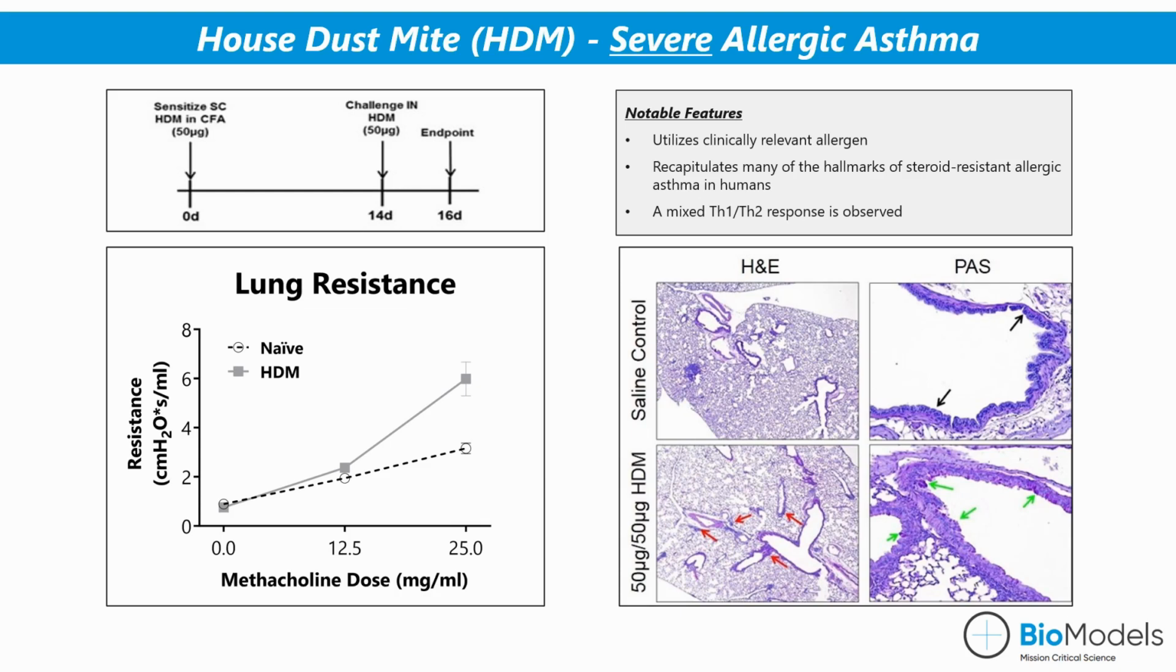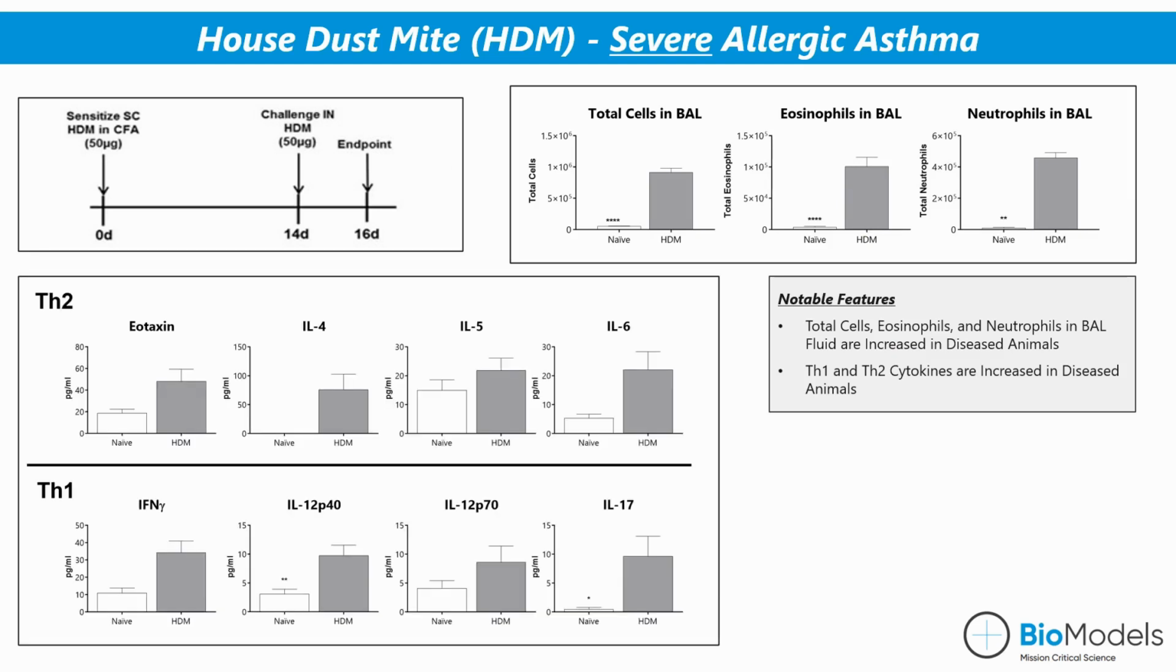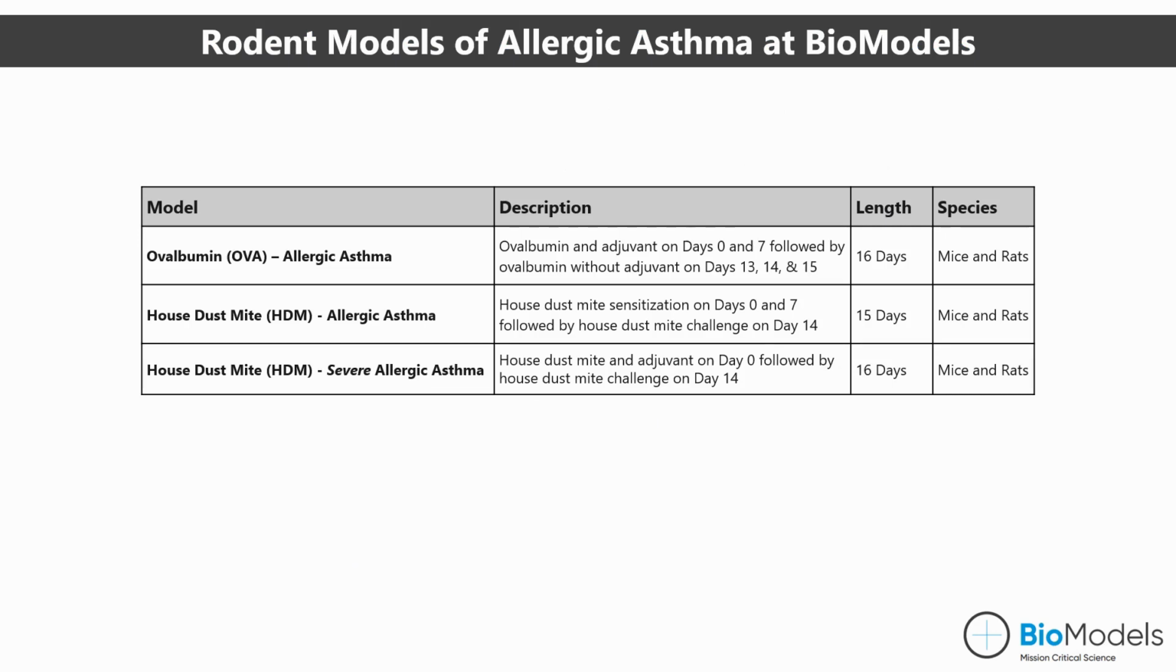Looking at the bowel fluid in these animals, we see significant increases in total cells, total eosinophils, as well as total neutrophils, and see increases in both Th2 as well as Th1 cytokines. So to review, we spoke about ovalbumin and house dust mite-induced acute allergic asthma models, as well as a severe HDM-induced allergic asthma model.